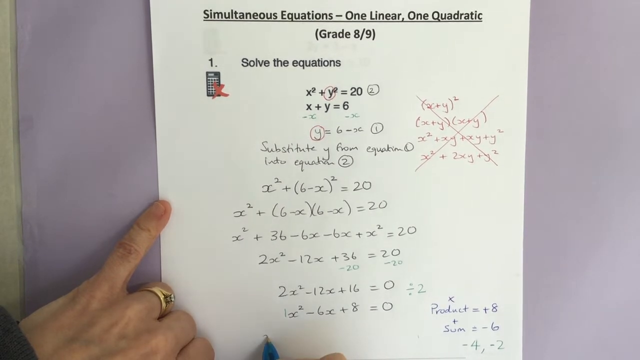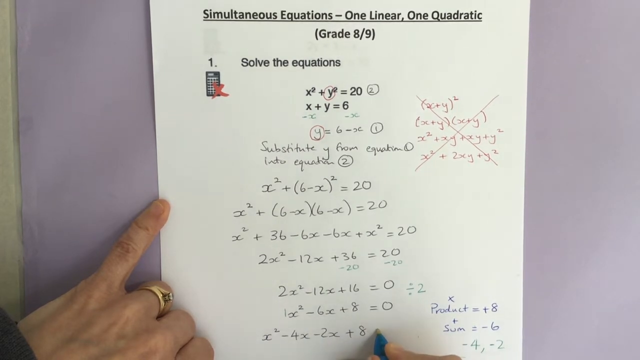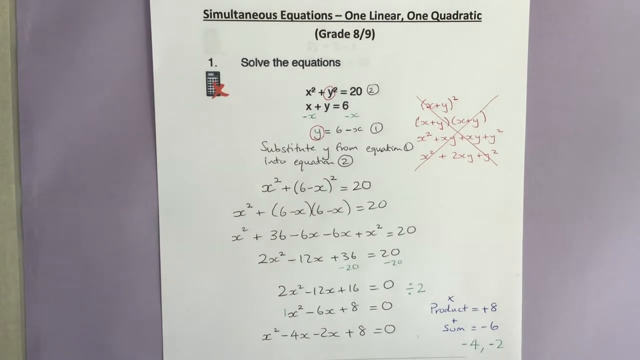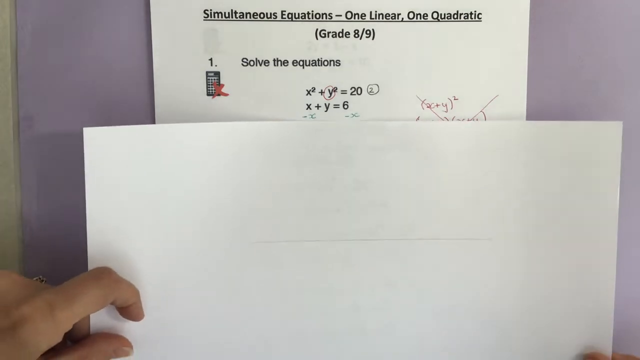So I'm going to have my 1x squared, my minus 6x, I'm splitting up into minus 4x, minus 2x. Well, that definitely works. Minus 4x minus 2x is minus 6x, plus my 8 is 0. And then I'm going to factorise this by pairs. I think I'm going to run out of space here, so I'm just going to move onto another sheet of paper so that we can see what's happening. So this is where we're up to. Let's keep going with that.